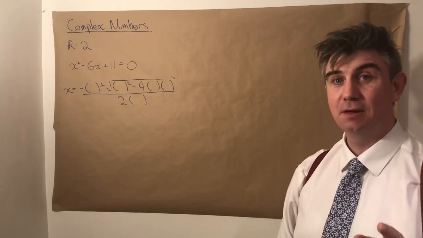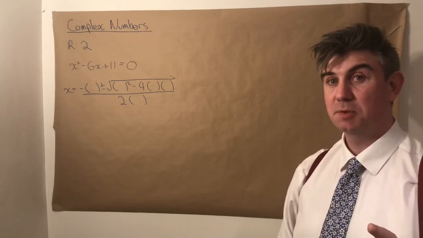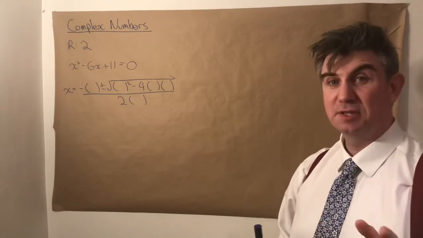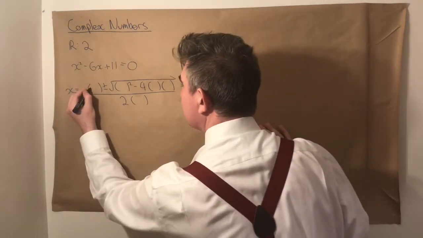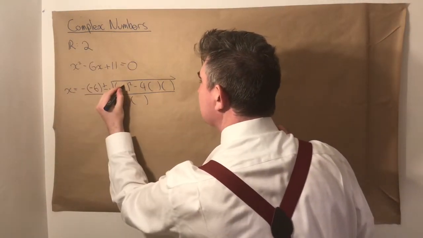Okay, so you guys can obviously pause it. So I'm just going to jump straight into it now. And pause it now if you want to have a go at it yourselves. So b, for me, is going to be minus 6. B is going to be minus 6.